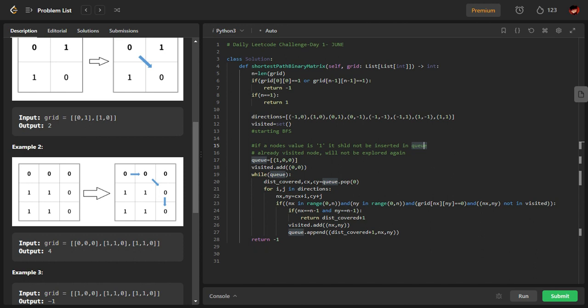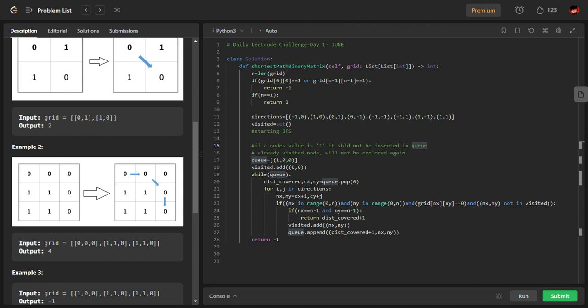As you know, with the basic BFS, there will be a queue. Until the queue is empty, we'll be exploring each and every node. We will pop a node out and explore all its neighbors, meaning we insert those neighbors in our queue, and so on. It will go on till the queue is empty. That's when it will be done.